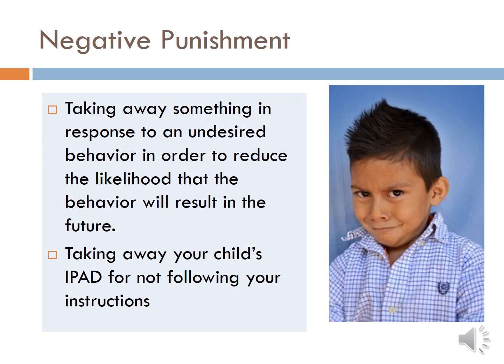Negative punishment is the act of taking away something in response to an undesirable behavior in order to reduce the likelihood that that behavior will occur in the future. A perfect example that any of you who are parents will definitely recognize is taking away your child's iPad for not following your instructions. Again, we're taking something out of the environment, which is why it's negative, and in order to reduce the behavior, and that's why it's punishment.